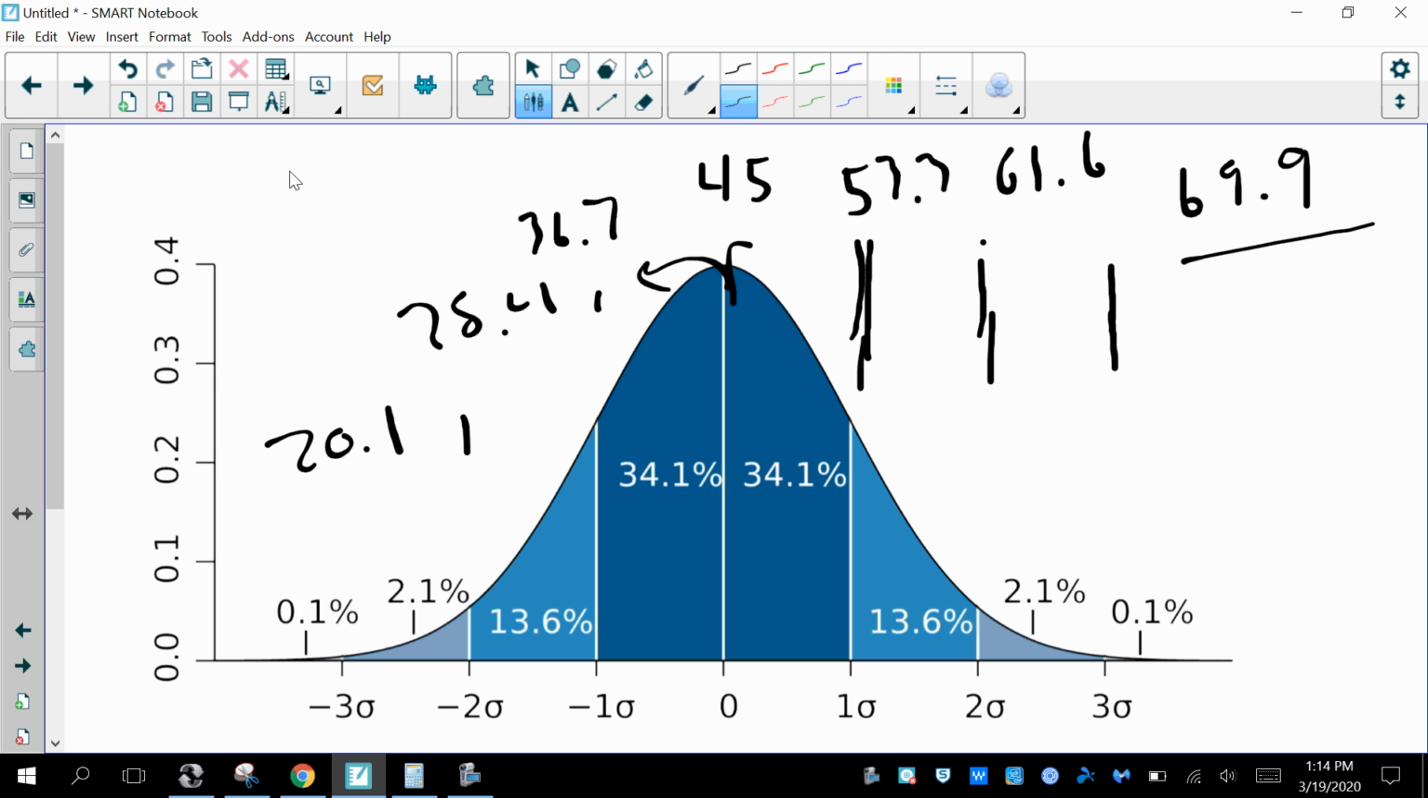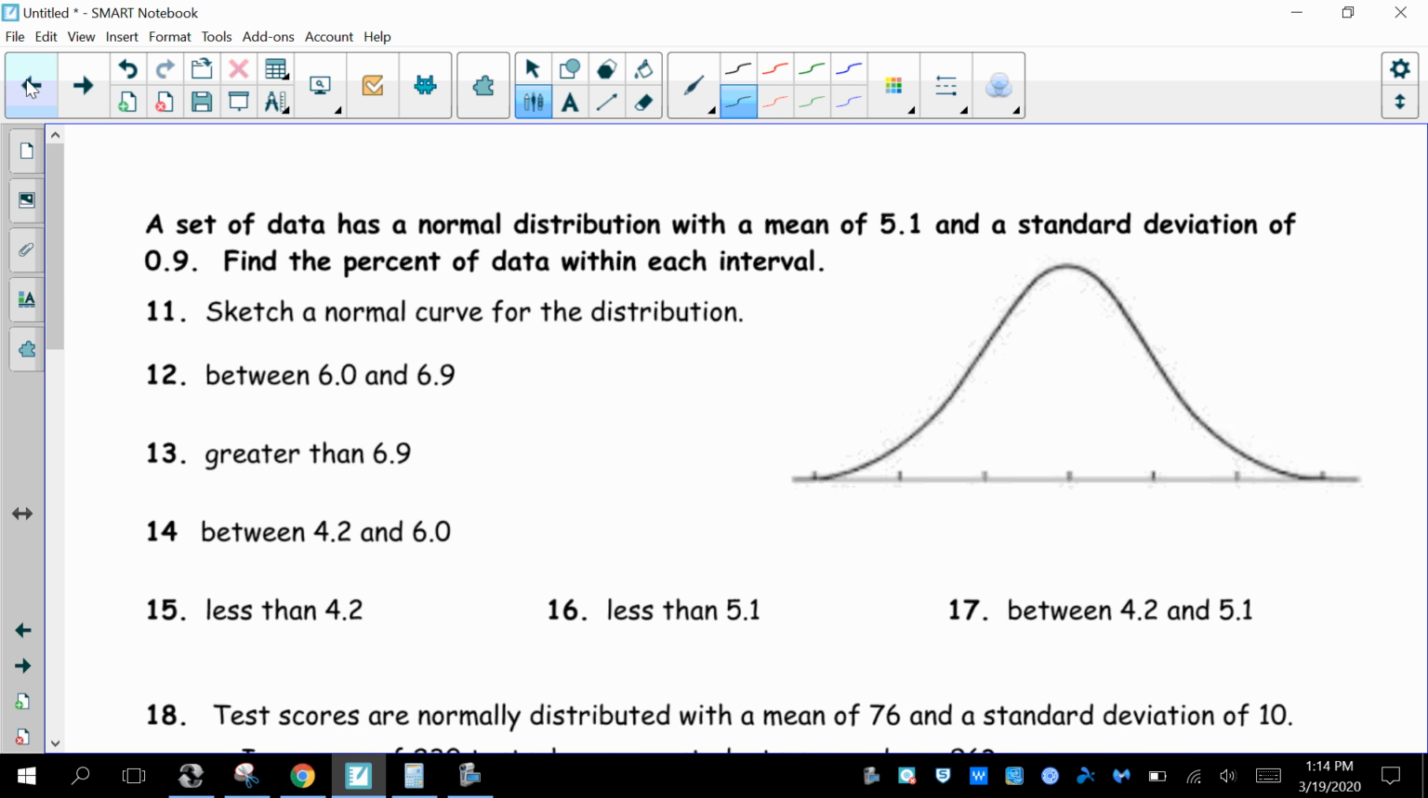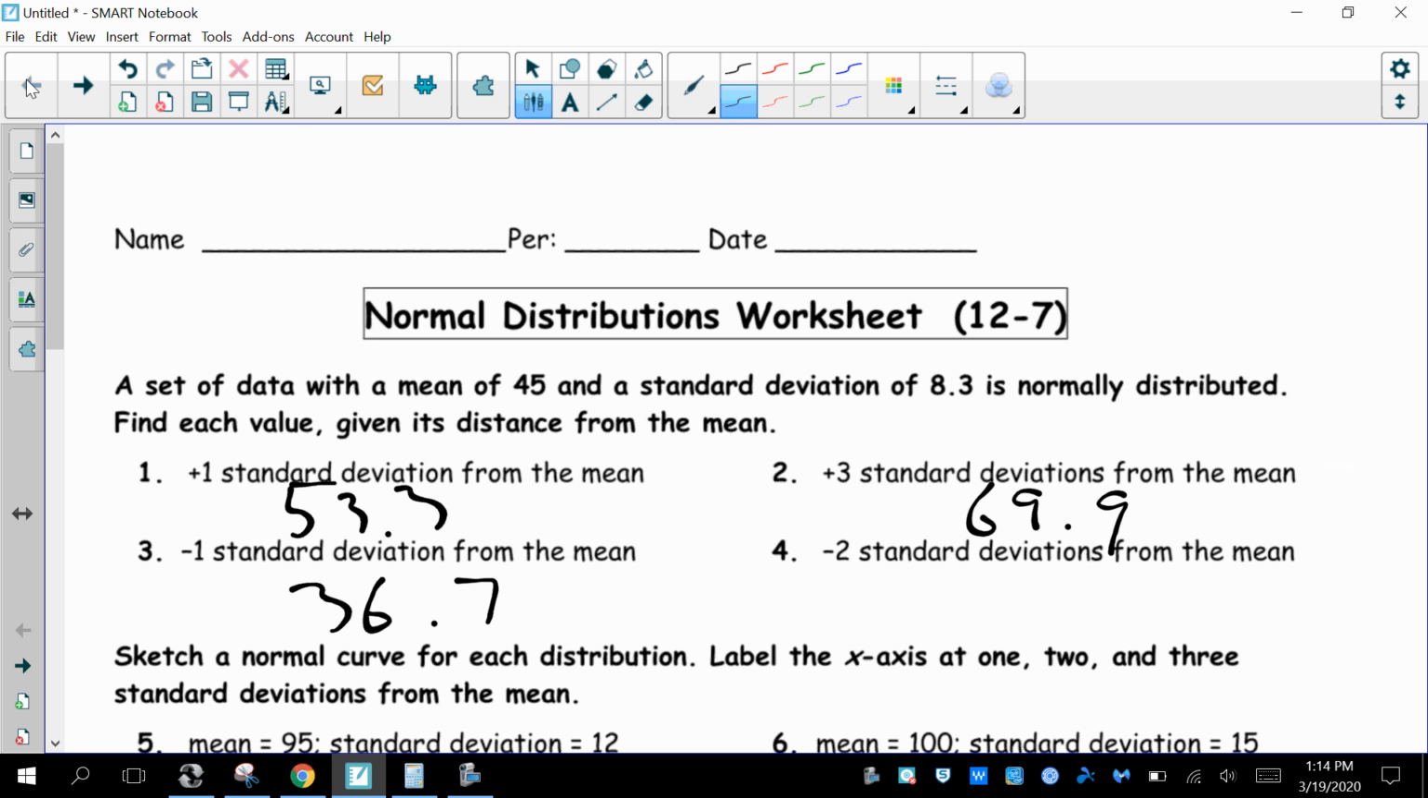The second standard deviation is going to be 28.4. All right, that's for 28.4.